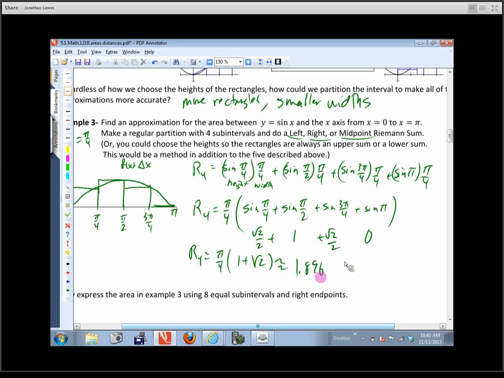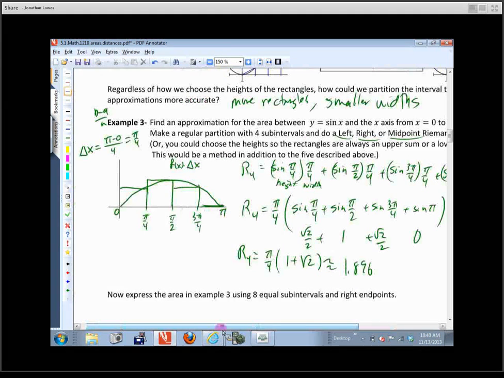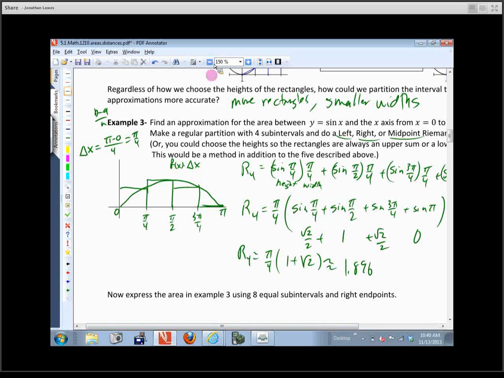1.896. Okay, approximately. Everybody okay with that? Okay, how could I make this more accurate? Using the exact same method. Smaller sections. So that's what I want you to do on this one.